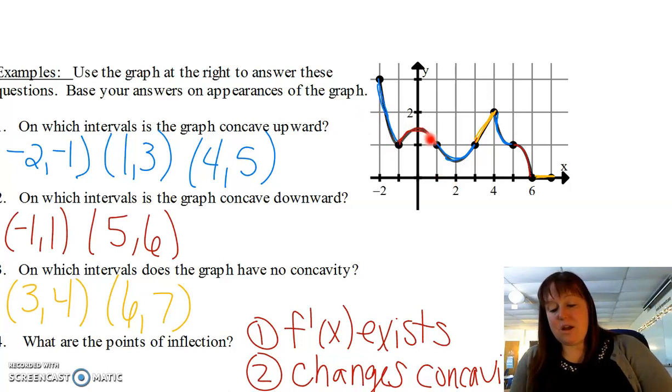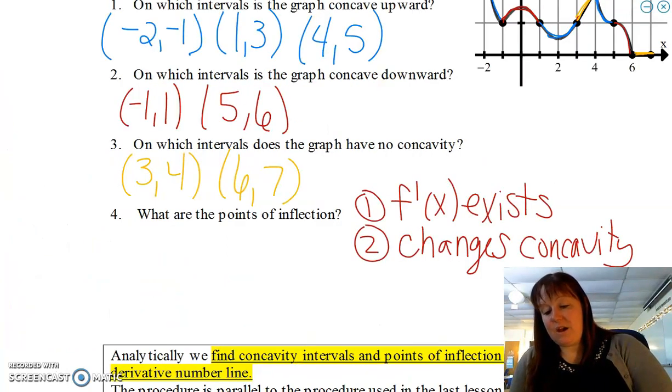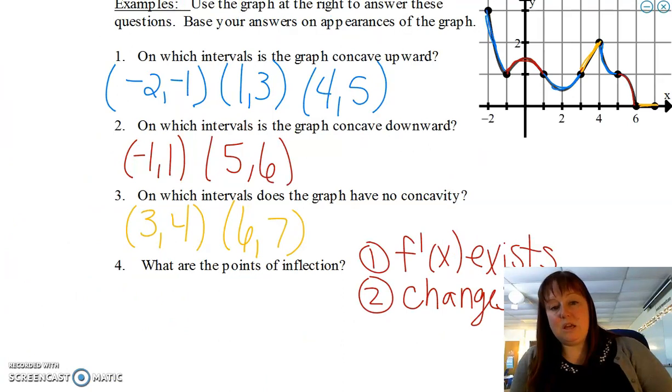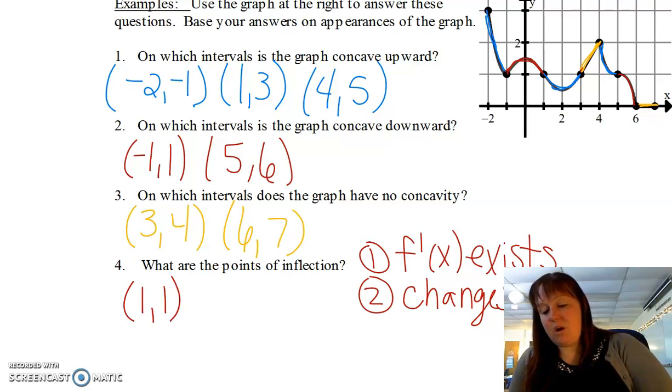Now we go here and it changes right here again from red to blue. Is that a point of inflection? Yes, it is, because the derivative exists. We could draw a tangent line right there. So our first point of inflection would be (1, 1). And then let's look at some more.